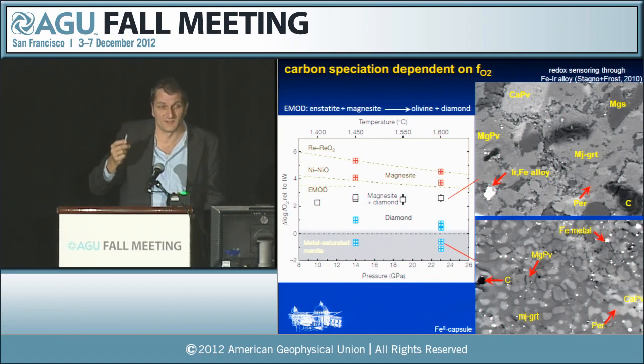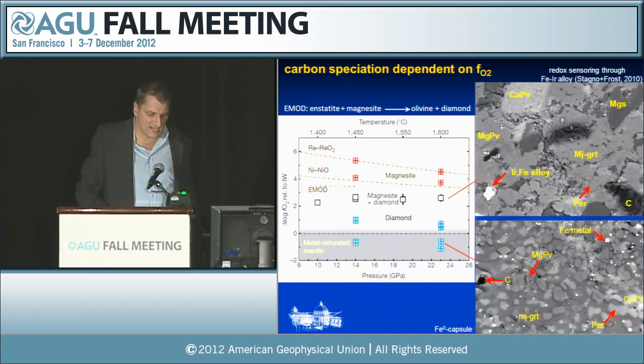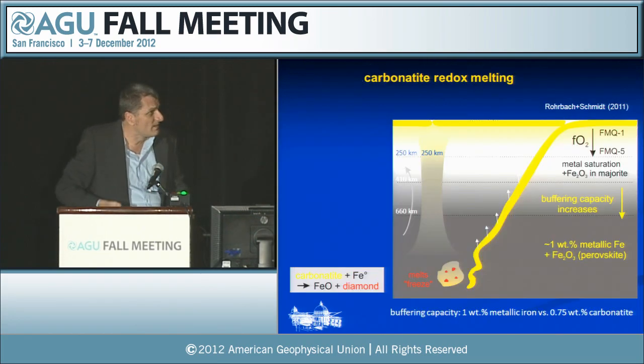Nobody would claim that the mantle would be significantly above iron wüstite at larger depth. So at larger depths, of course, carbonates are not stable in the mantle. You would have diamond. And this leads to a story that we published last year.